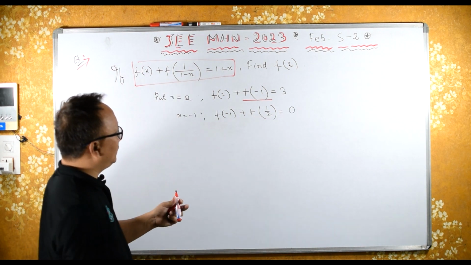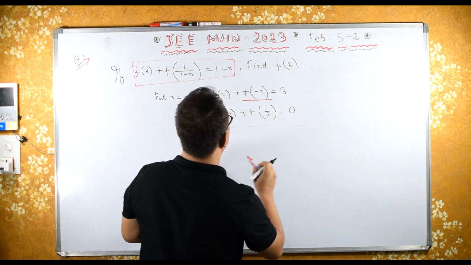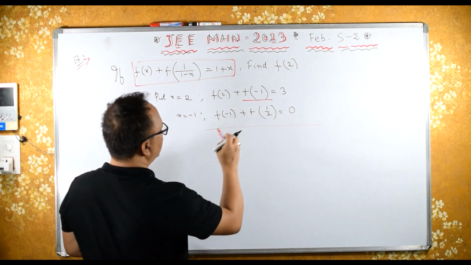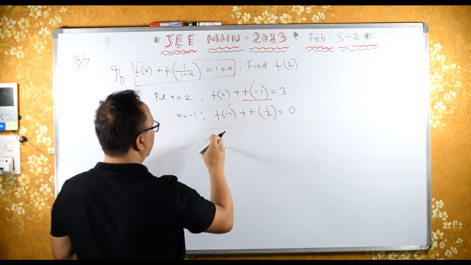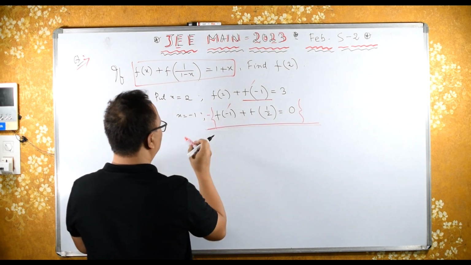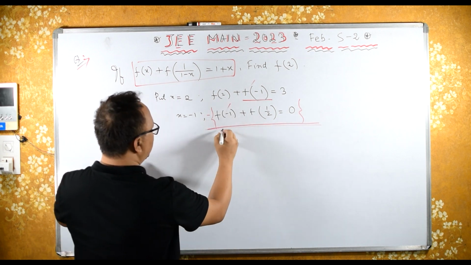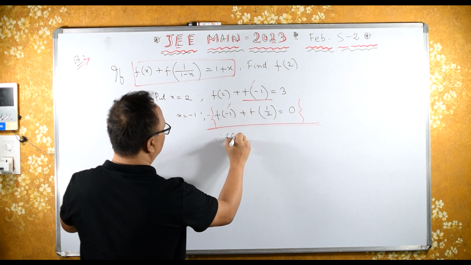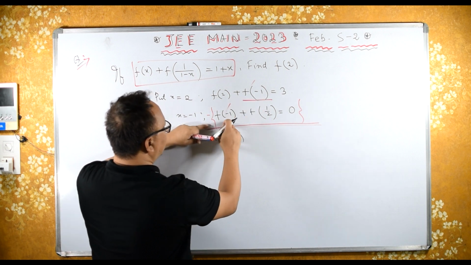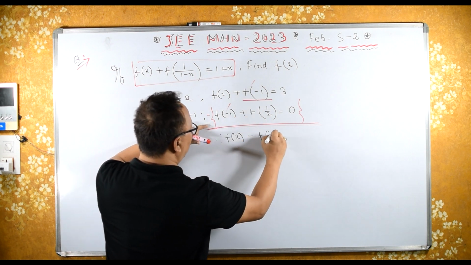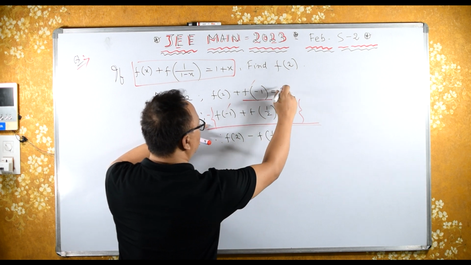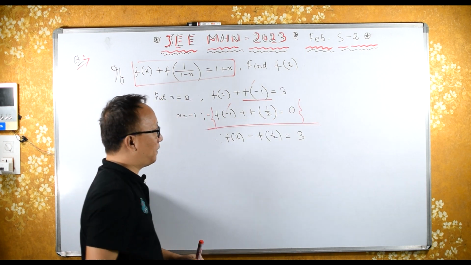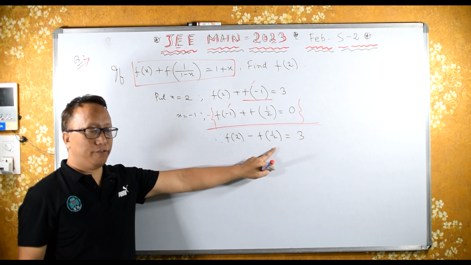Now if I subtract these two, this and this get cancelled. If I am subtracting, giving minus over here, then this will be here. Therefore f of 2, this gets cancelled, minus f of half equals 3 minus 0, which becomes 3. Now I can still see f of half.